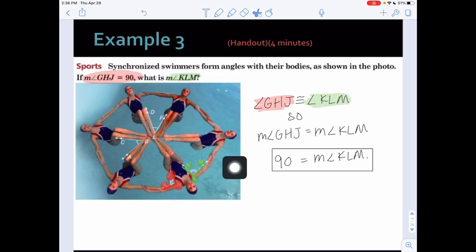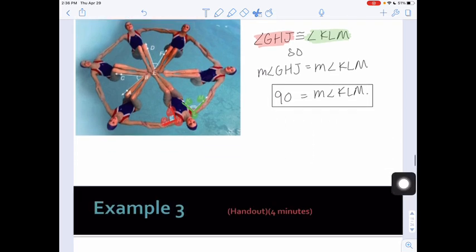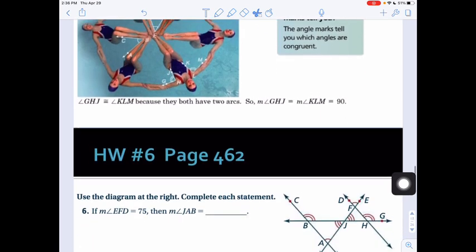Since they both have two arcs, angle GHJ is congruent to angle KLM, so the measure of angle GHJ is equal to the measure of angle KLM. But we know that the measure of angle GHJ is 90, so that means the measure of angle KLM is also 90. The work for this problem is written out on the next slide.